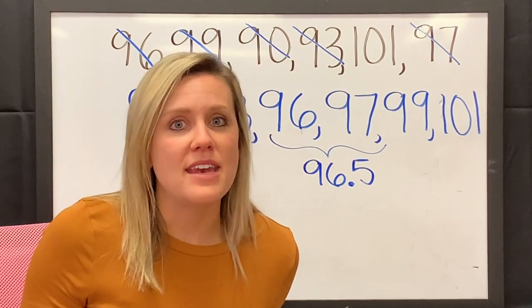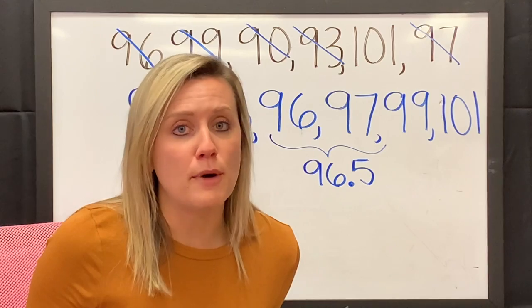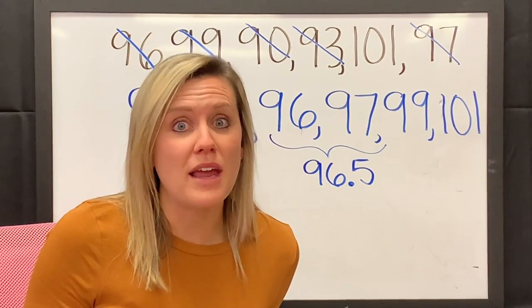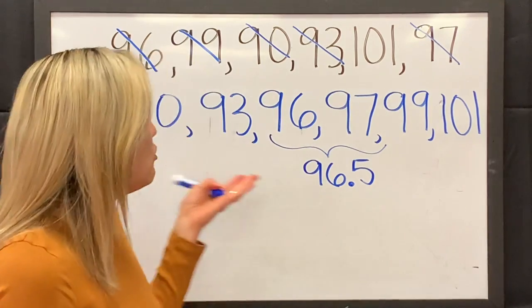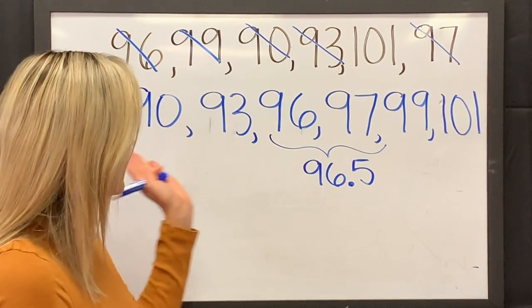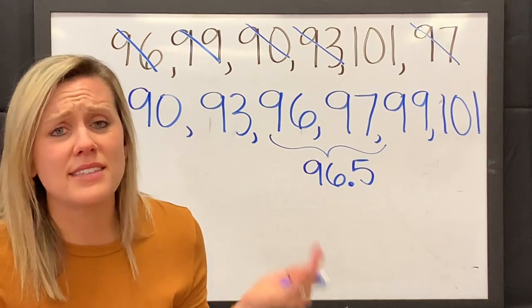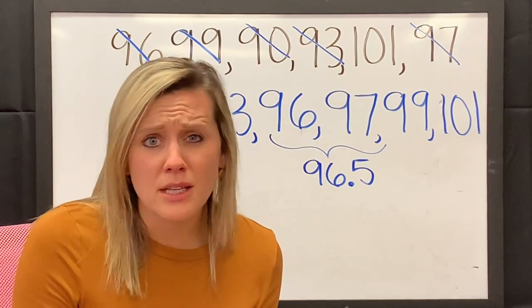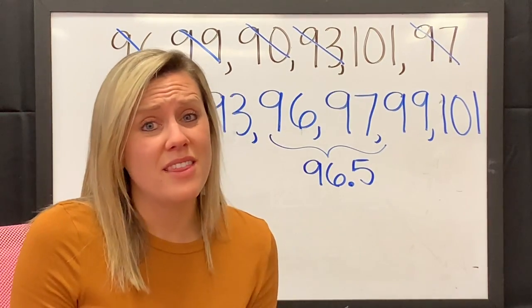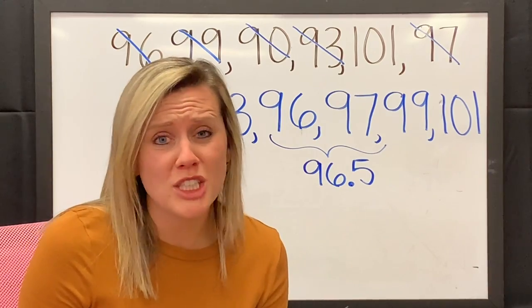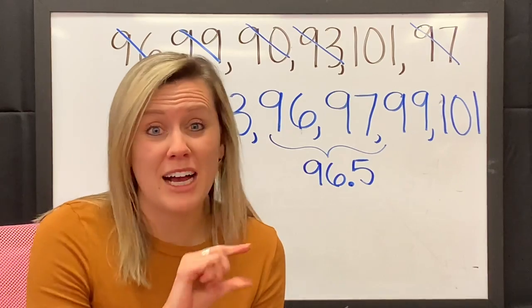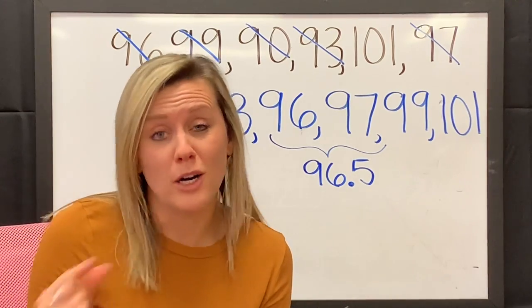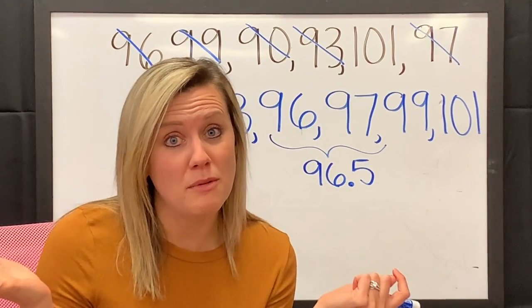Okay, the next form of average is the mode. It is the number that appears most, mode most. And if you look at all of our numbers, there is not one single number that appears more than the others. So in this scenario, we actually don't have a mode. So if I were doing an assignment, I would actually write the words no mode. That's just the way this problem is.